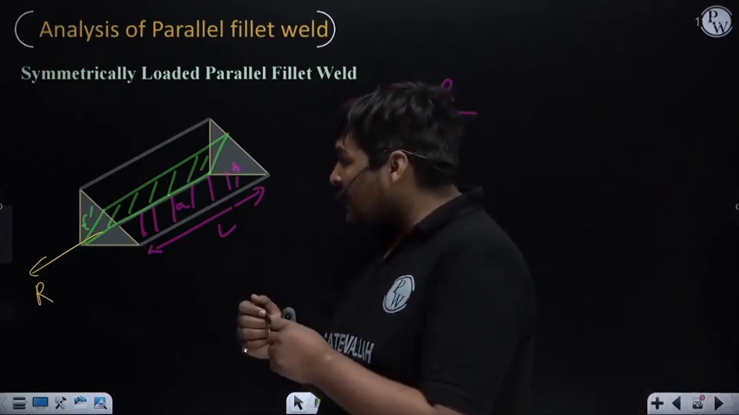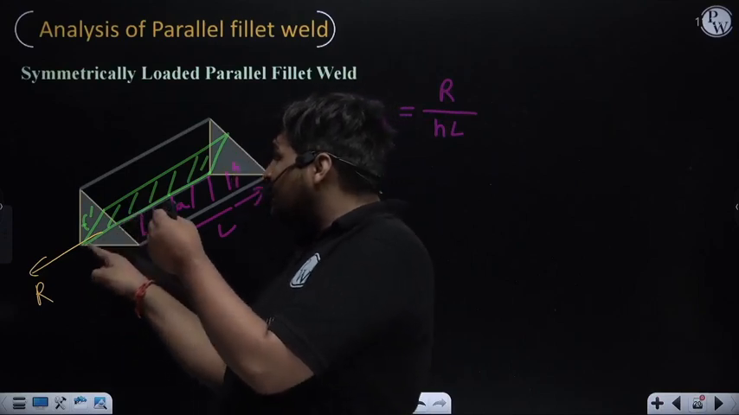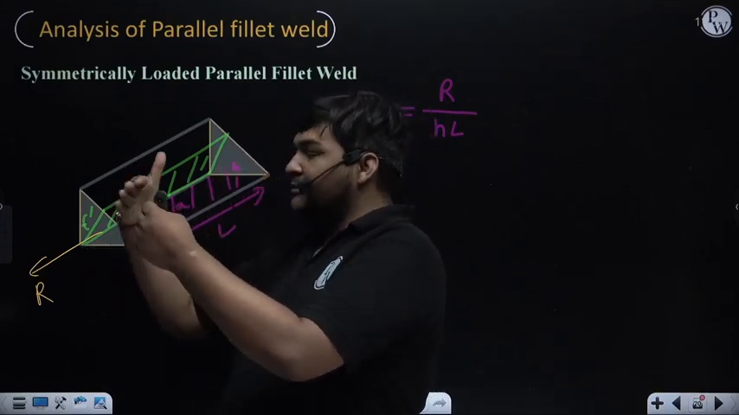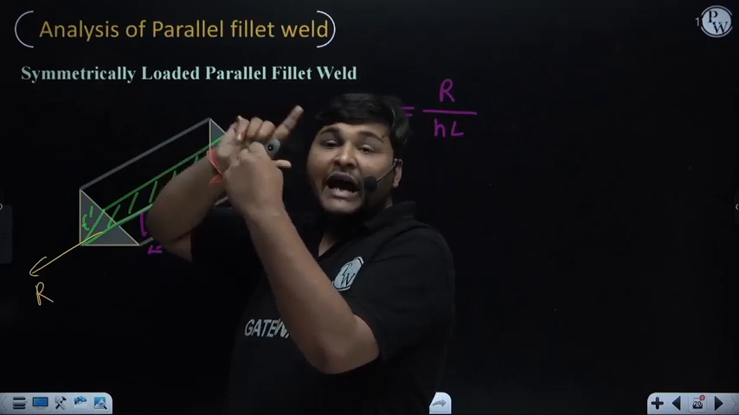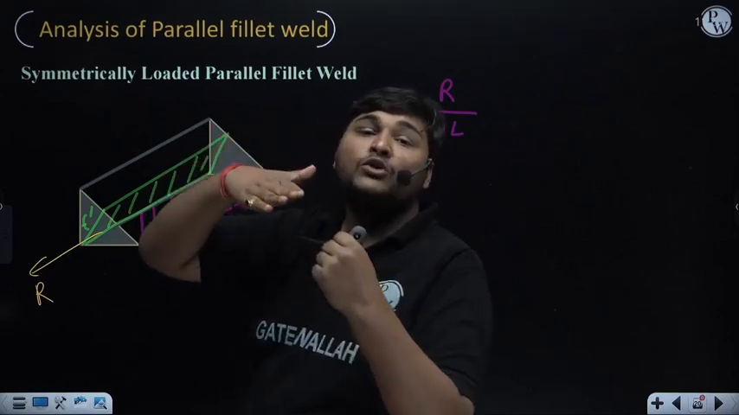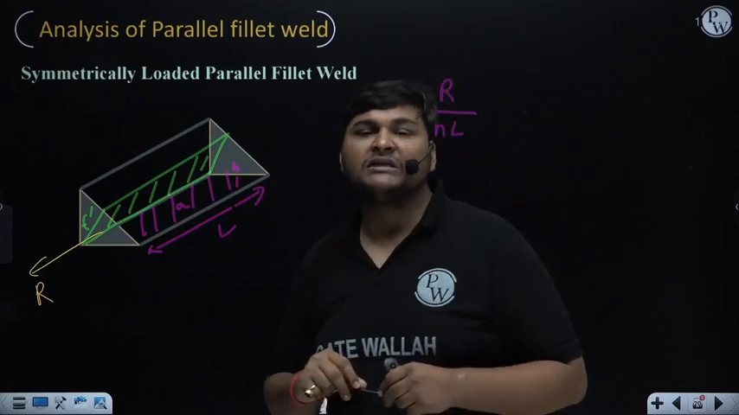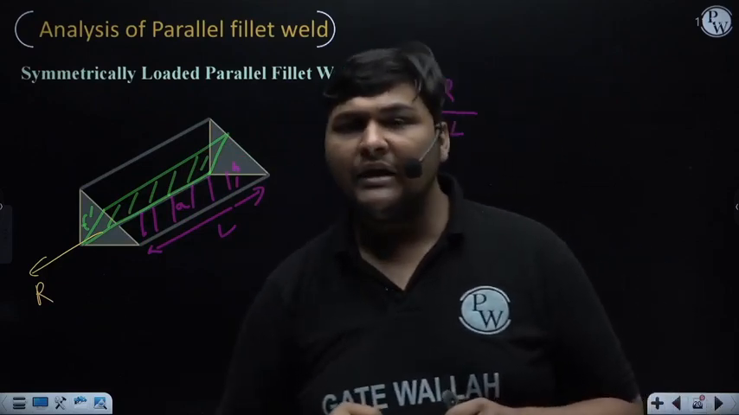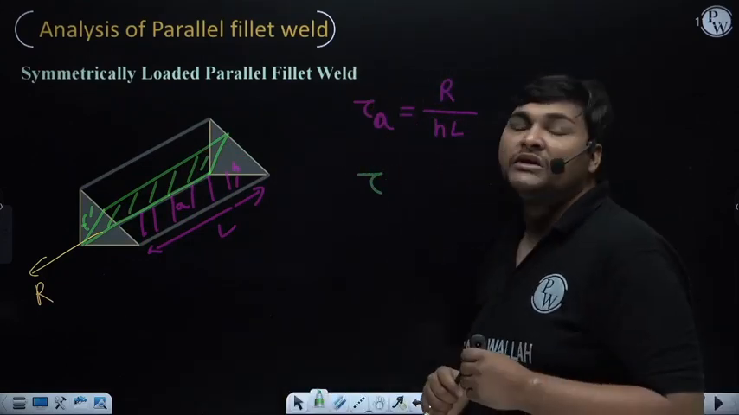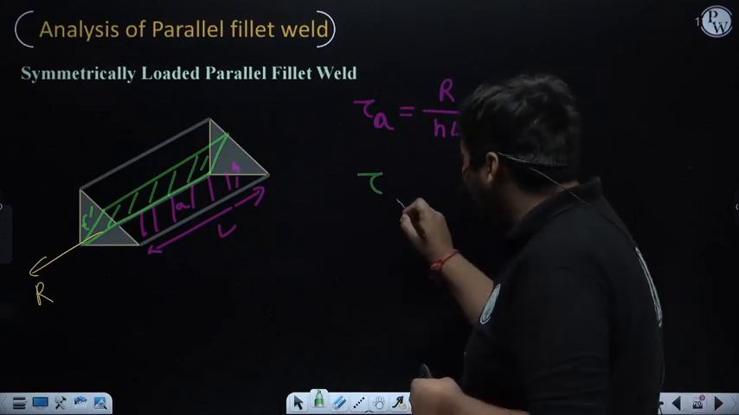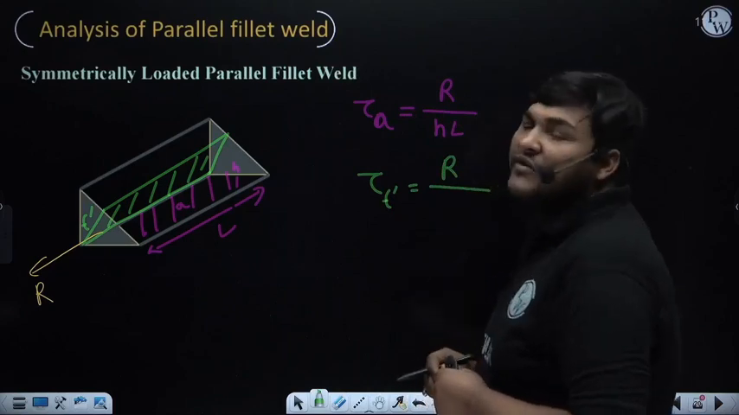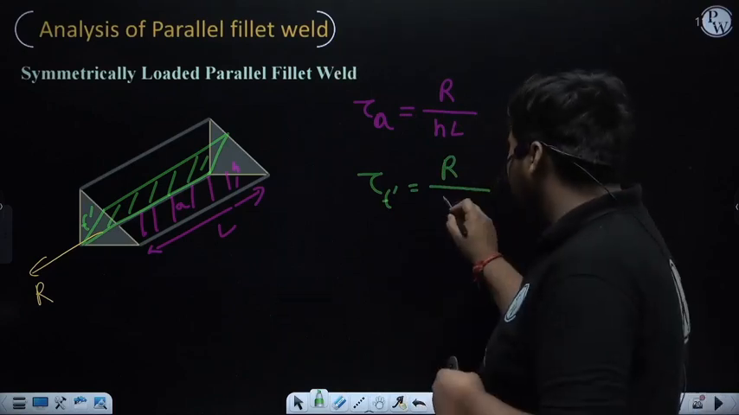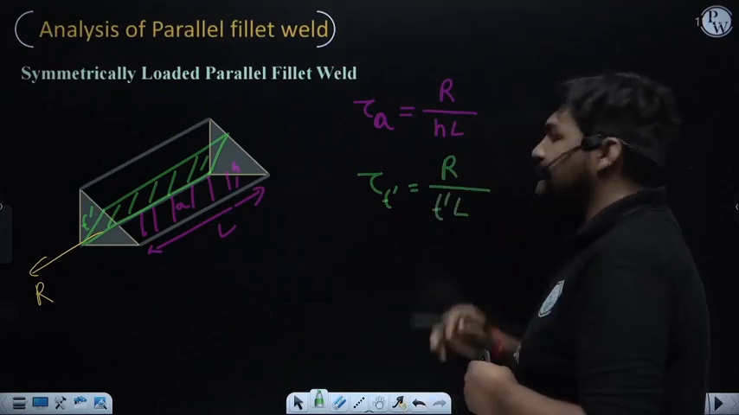So here you can again see this resistance R is also parallel to this green plane, because the green plane is like this and resistance R is like this, meaning again resistance R is parallel to the green plane. And since resistance R is parallel to the green plane, again shear stress will be induced in the green plane, and the formula to calculate that shear stress will be resistance R divided by the area of the green plane, that is the T dash plane, and this area is nothing but T dash L.